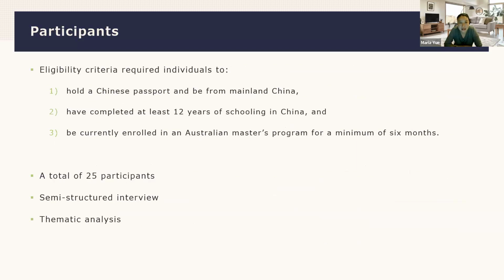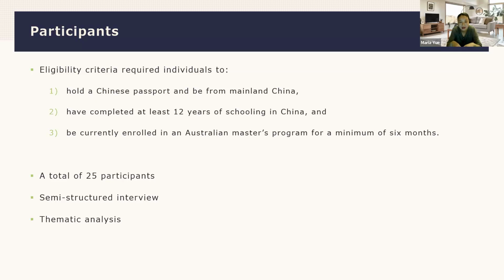I set up a few criteria to select my participants. The first one is that they must hold a Chinese passport and be from mainland China, and they have to have completed at least 12 years of schooling in China. Also, they are currently enrolled in an Australian master's program for a maximum of 6 months. In total, I got 25 participants to join my semi-structured interviews.